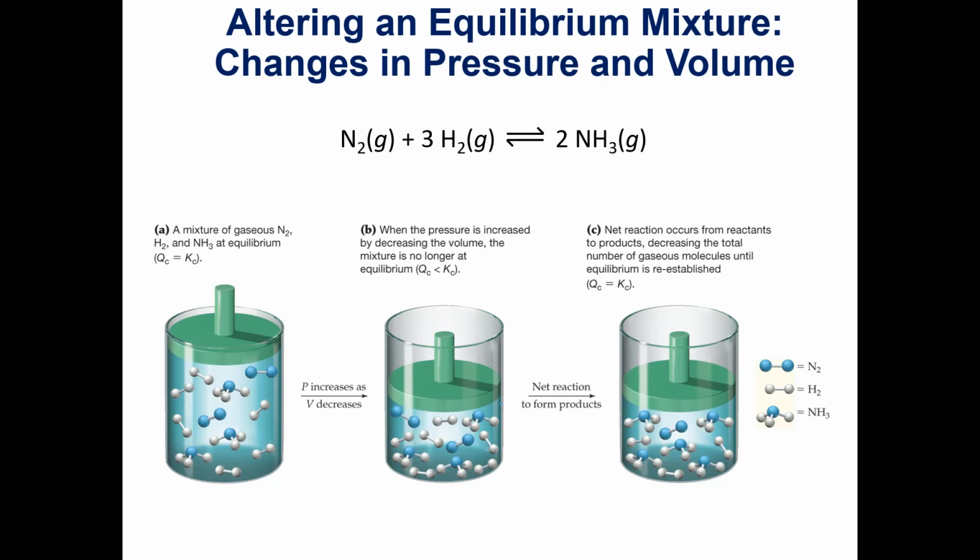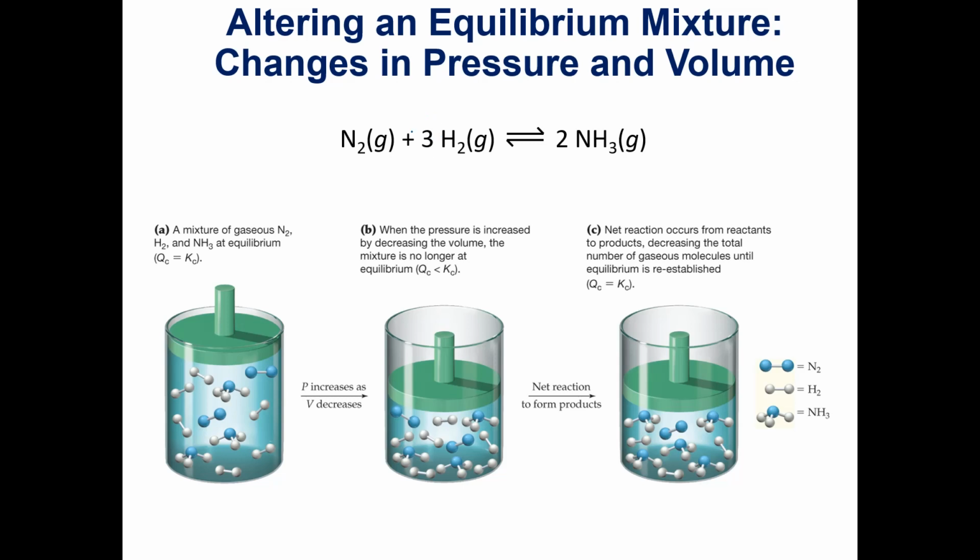Well, now we've got a smaller volume here. So what's going to happen is we're going to go in a direction that has the smallest number of moles because we have less space, so we want to get fewer moles of gas so that we don't need as much space. So on the reactant side, we have 1 mole of N2 and 3 moles of H2.